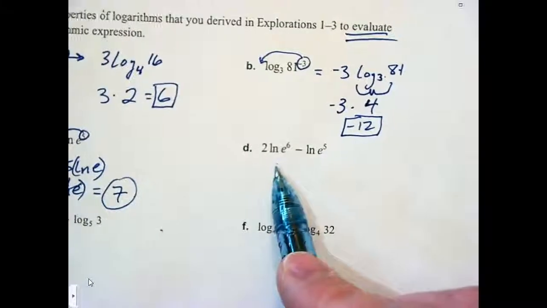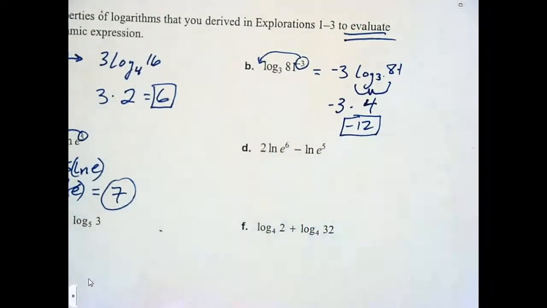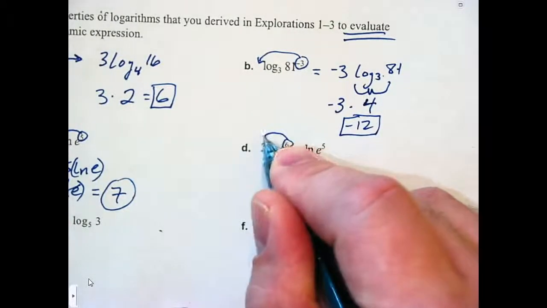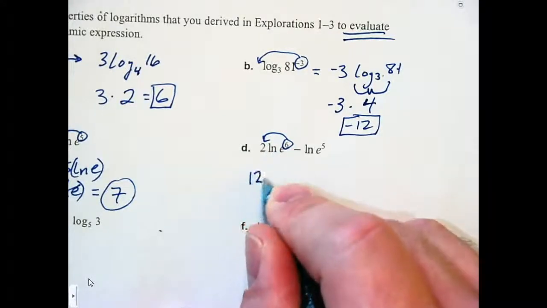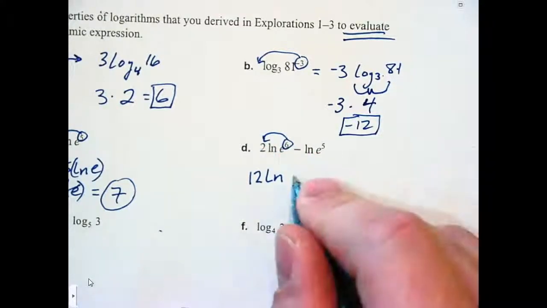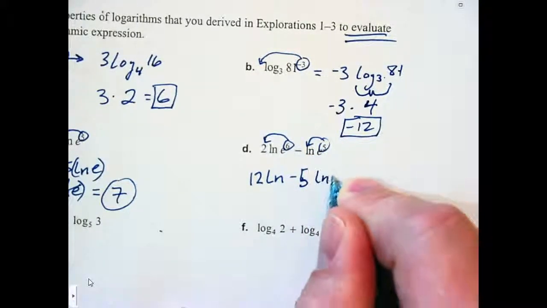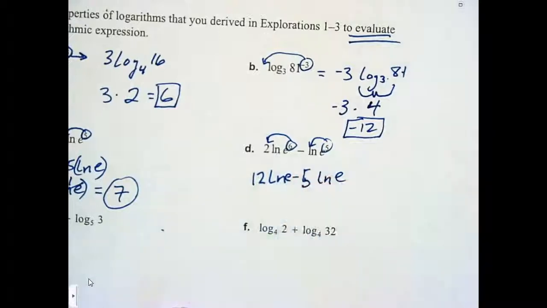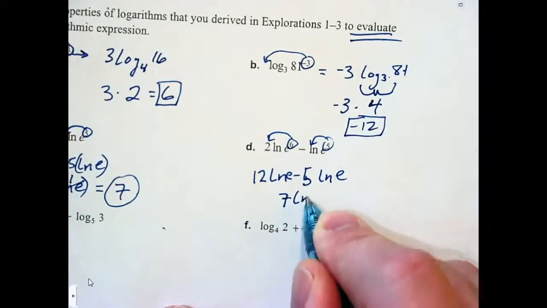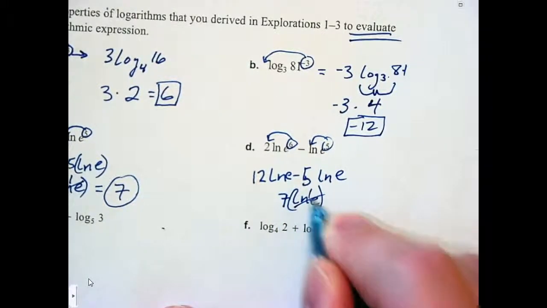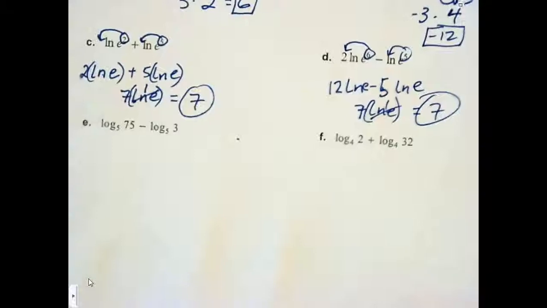So like on letter D, can I combine ln E to the 6th and ln E to the 5th? No. So the first step is to apply the power property. And what's that make that right there? 12. Yeah. It's 2 times 6. Minus. That would be 5. Oops, I forgot the E on that one. Yeah, it's 7 again. It's so boring. 7 ln E, that part's 1. So the answer is 7. Okay. Any questions there?